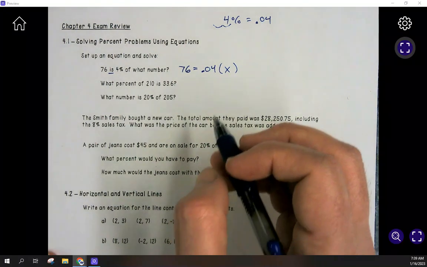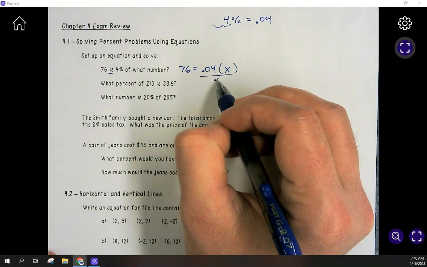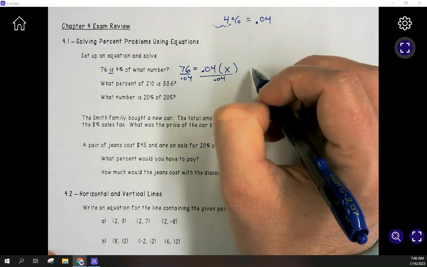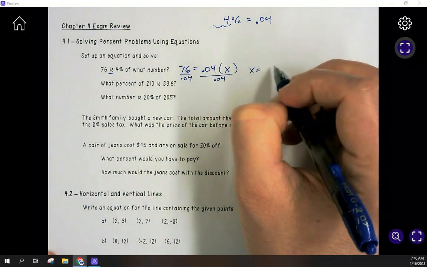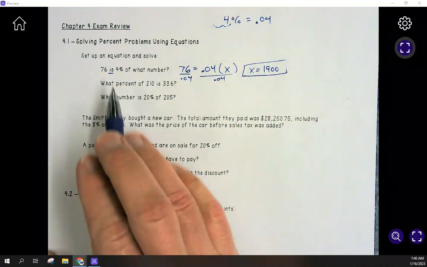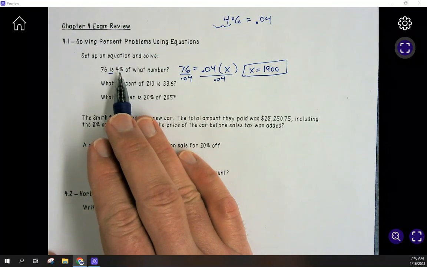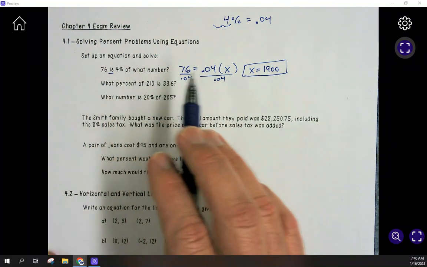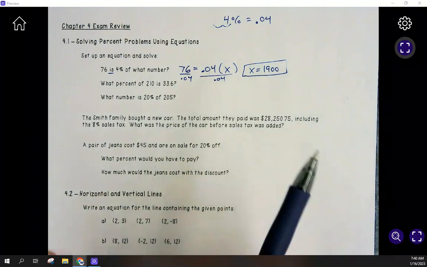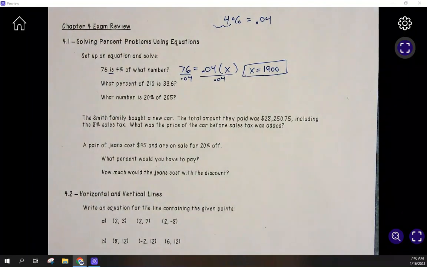And then you're just going to go ahead and solve it. So you're going to divide by 0.04 on both sides. Okay, and x equals 1900. Now, 4% is a small amount of a number. So this should make sense. 76 is 4% of 1900. All right, going to the next one.